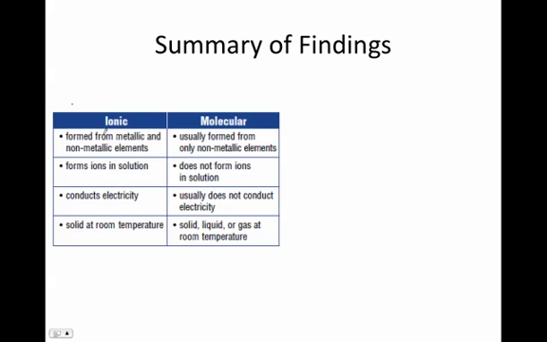Ionic substances form from metallic and non-metallic elements, of course, with their ions. They form ions in solution, they conduct electricity, and they're all solid at room temperature. And further to that, it's the transfer of electrons, okay, not sharing.